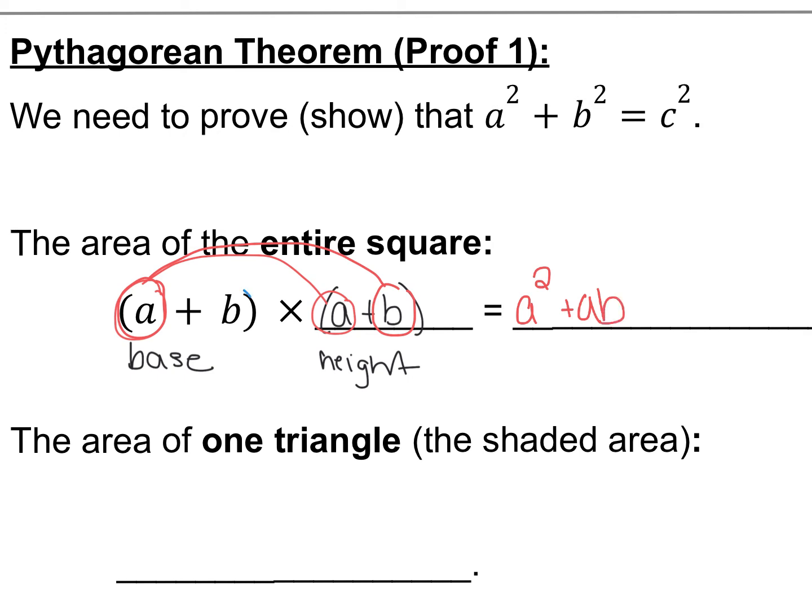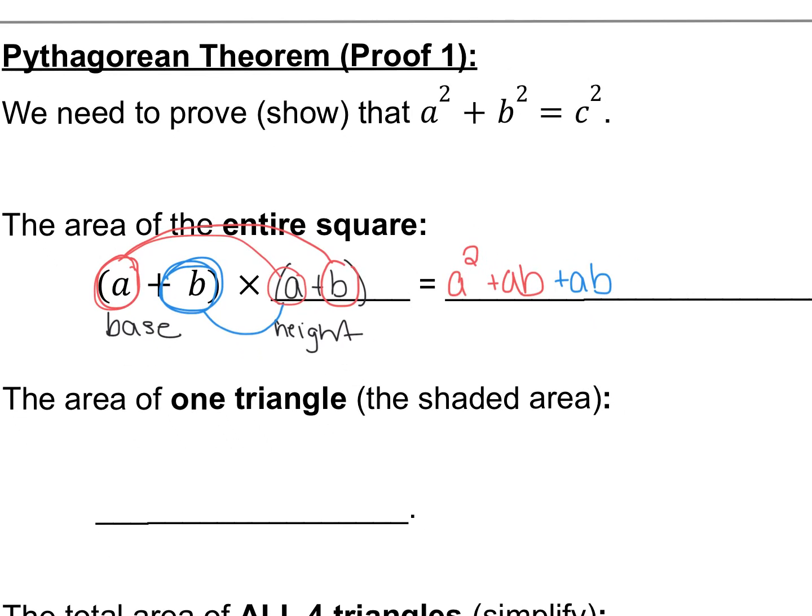Now I get to move on to my second term. I'm looking at B, and I do the same thing. The first B times A, I'm going to flip that order just so it's alphabetical. So that's going to be A, B. And then that B times the other term, which is also B. B times B will give me B to the second power, or B squared.